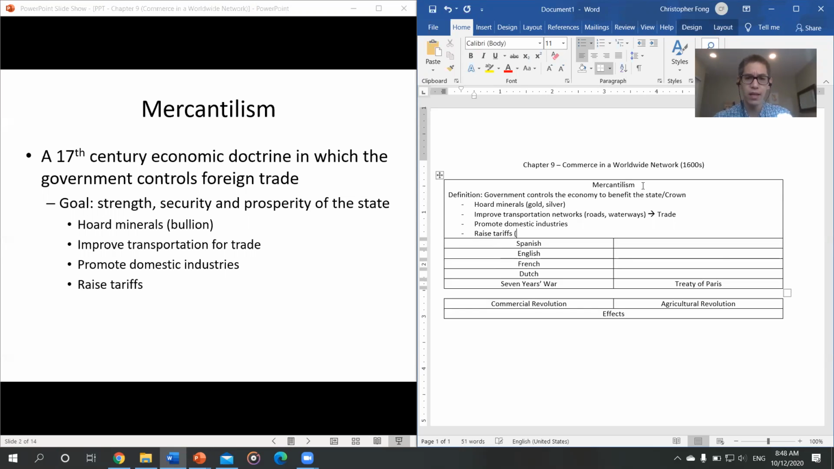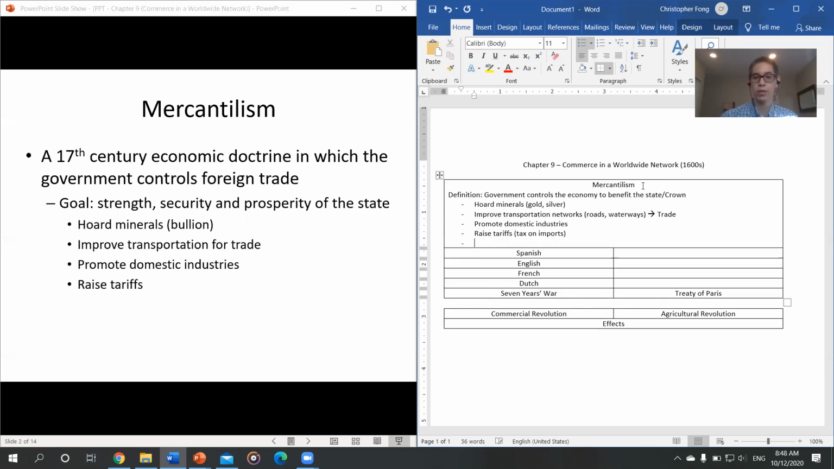And then they would also raise tariffs. A tariff specifically is a tax on imports, things coming into the country. And so that would basically encourage people to buy domestic goods. Again, encouraging domestic industries. And then the last big example of mercantilism is to get colonies and to use colonies to enrich the mother country. So the Spanish, the English, the French, the Dutch, they get colonies in the Americas and in Asia, not to benefit the Americans or the Asians, but to enrich themselves.